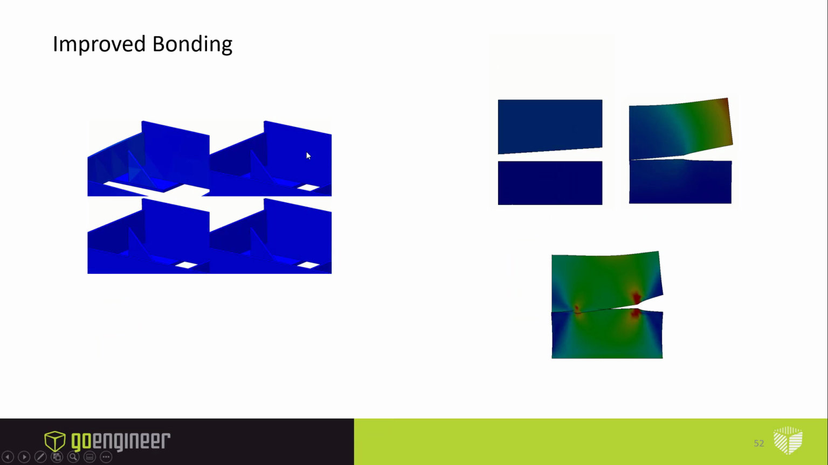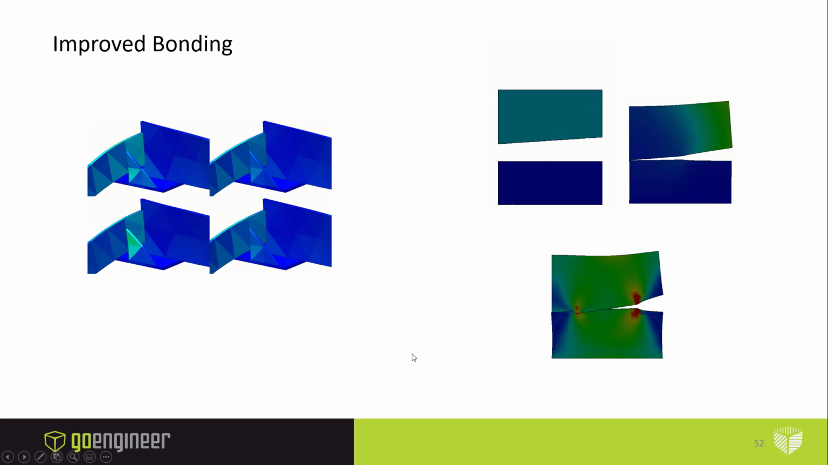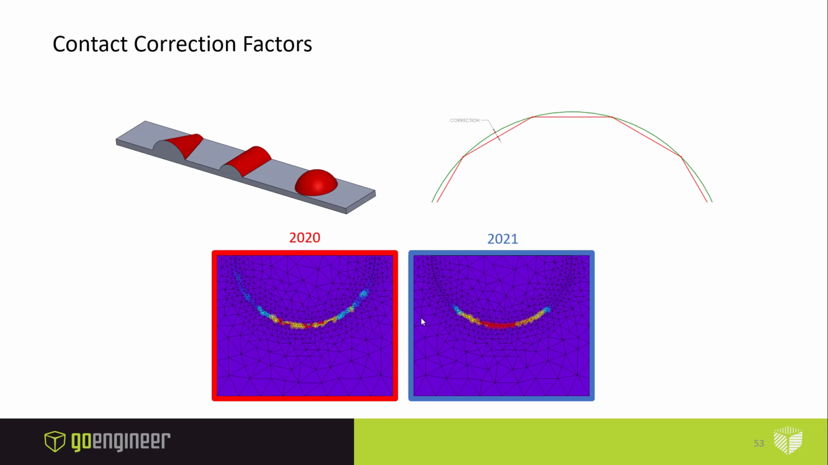So with the improved bonding in SOLIDWORKS Simulation 2021, it should make it a lot easier to run simulations on bigger models with a lot less manual cleanup. Another interaction change in SOLIDWORKS Simulation 2021 is an improvement on the contact through the use of contact correction factors.